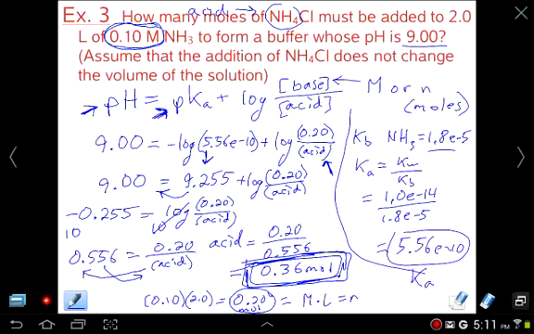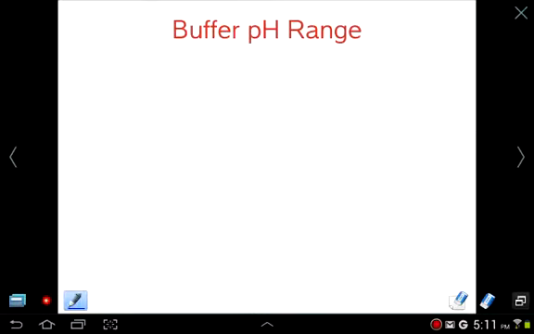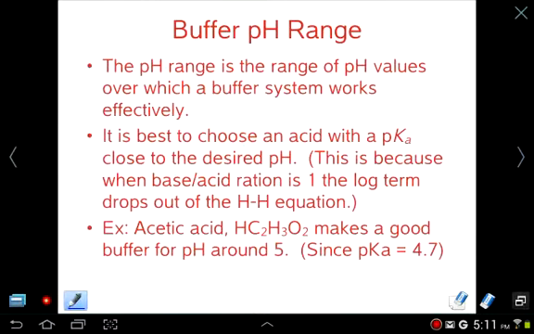Anytime you want to prepare a buffer so that you can keep the pH of a solution steady for your chemical needs, you would have to decide and calculate how much of the acid or base needs to be added together to prepare that buffer. This is kind of a review of using the buffer equation. We're going to do a few more slides for this lesson, and first let's talk a little more in depth about the idea of a buffer.